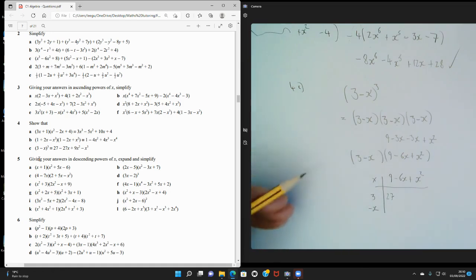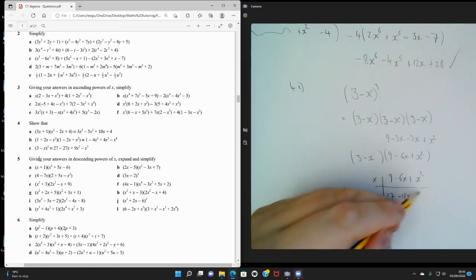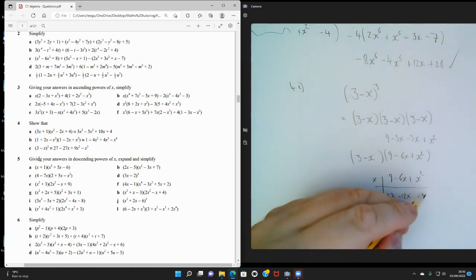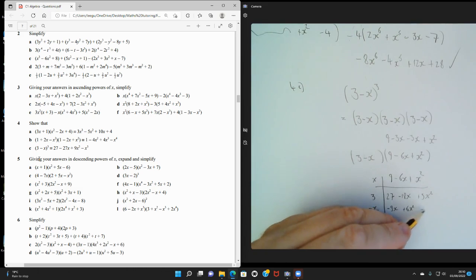3 times minus 6 is minus 18x. And then we have got plus 3x squared. We have minus 9x. We have a minus times a minus makes a plus, so that is plus 6x squared. And then we have minus x times positive x squared is minus x cubed.